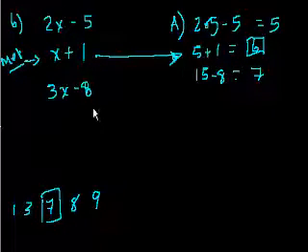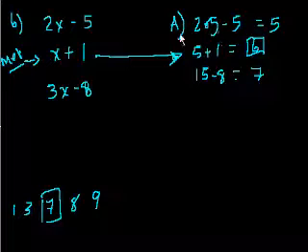And that's probably a good indication that they wanted us to try out the numbers, because they actually gave us the first choice as being the one that worked out. So the choice is A. Move on.